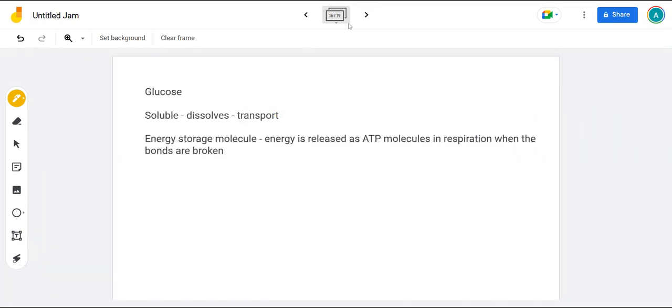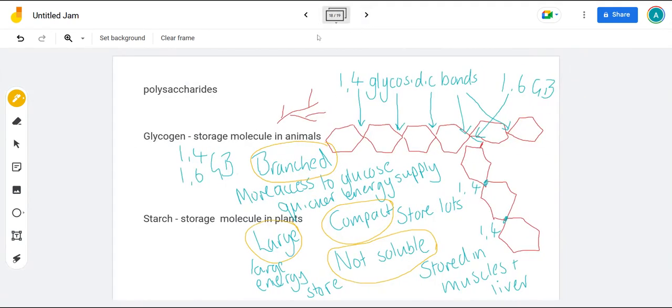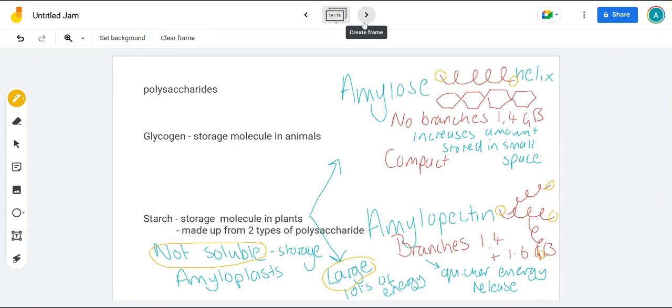We talked a little about the properties of glucose, what the names of the disaccharides are, and the properties of the disaccharides, what the polysaccharides that we need to know are, and then the structure and properties of glycogen and the structure and properties of starch. And remember, glycogen is your storage in animals, and starch is your storage in plants.